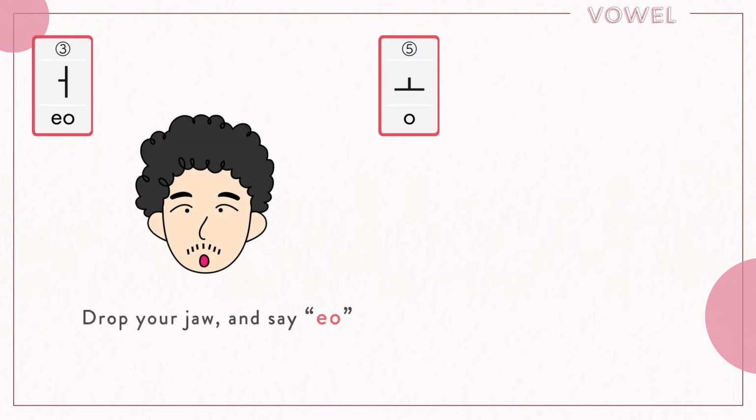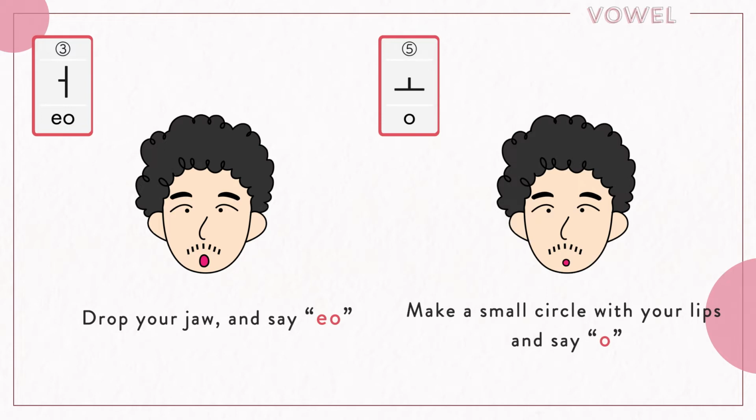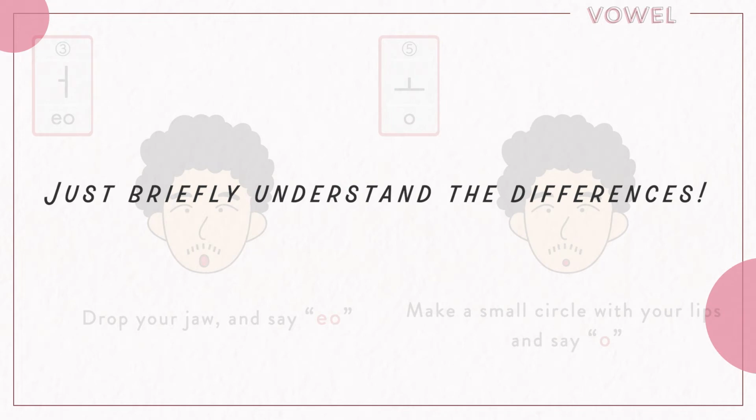Starting from the third vowel, o, and the fifth vowel, o. To pronounce this third vowel, o, drop your jaw and say o. And to pronounce this fifth vowel, o, make a small circle with your lips and say o. You will need practice to be able to pronounce it correctly. So for now, just understand it briefly.